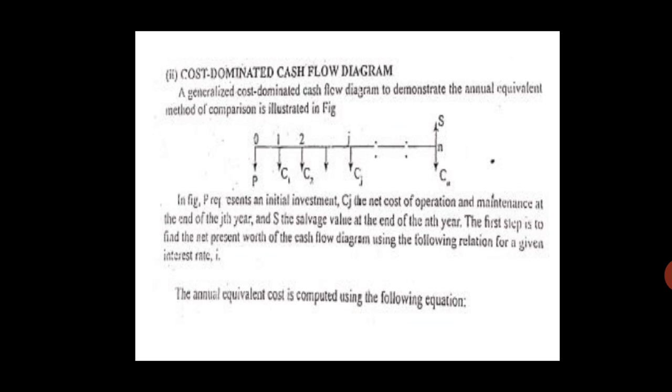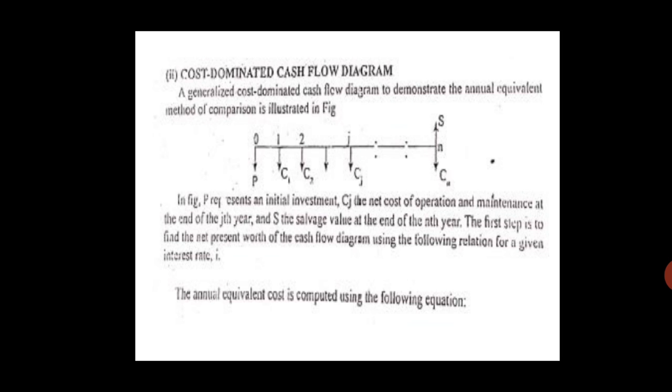One more: we have seen revenue dominated, now we will see cash dominated EAW, equivalent annual worth. So you can see the cash flow diagram here. Cash dominated means cost dominated, where cash only is going out and a lot of cost is involved, say something like safety devices which are statutory, mandatory by government, so you have to fix them. Initial investment is P, it has a life of n years, C1, C2, C3 to Cn are costs. So P represents the initial investment, Cj is the net cost of operation and maintenance at the end of the jth year, and S is the salvage value at the end of the nth year.